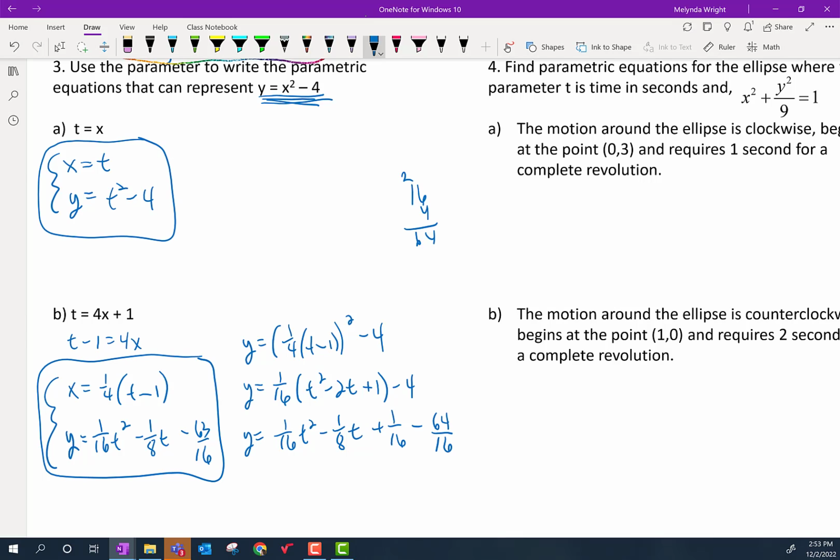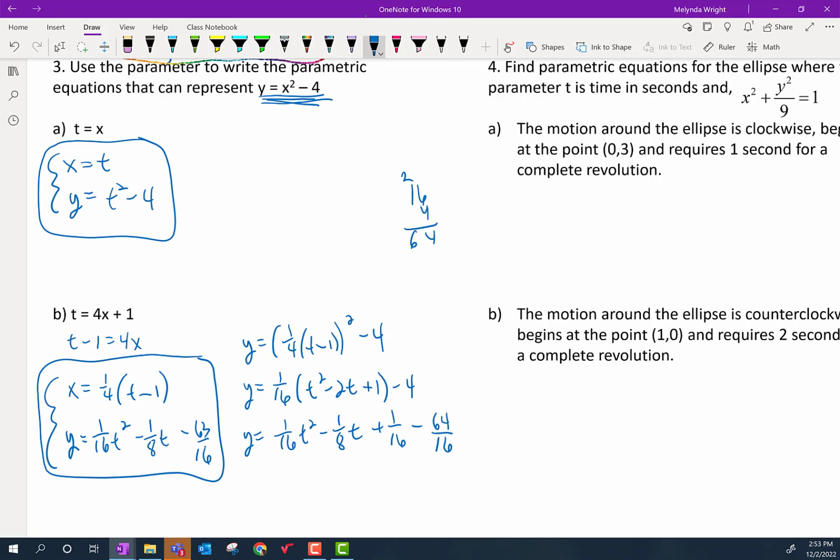Okay, so they'll just tell us what to do. If they don't tell you what to do, I would highly recommend that you do part A. You would just say t equals x and do it that way. I would highly recommend that if they don't tell you what to do. They're normally going to tell you what to do.